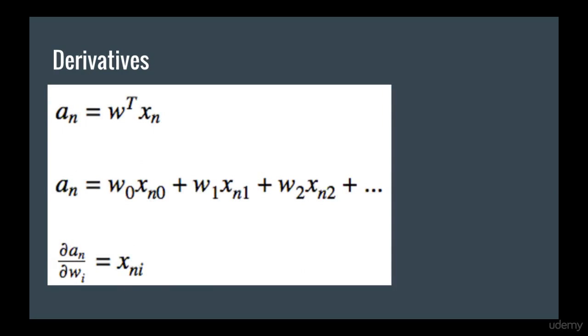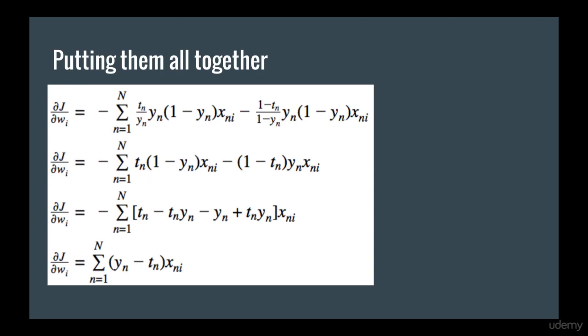Next, we want to take the derivative of a with respect to w. To make it simple, let's just do this for one component of w, w_i. This is just a linear function, so the answer is just x of i. Finally, we can put all this together. Notice how in the first term, y cancels out on the top and bottom, and on the second term, 1 minus y cancels out on the top and bottom. Once we do that, we can multiply through and combine all the terms to end up with y minus t. So in total, the solution is y minus t times x of i.